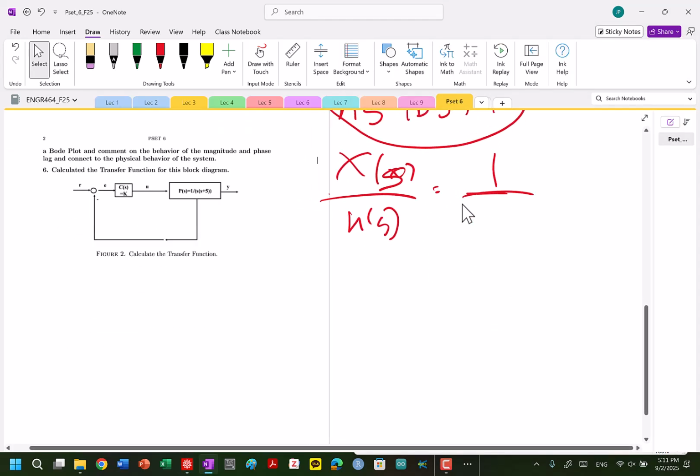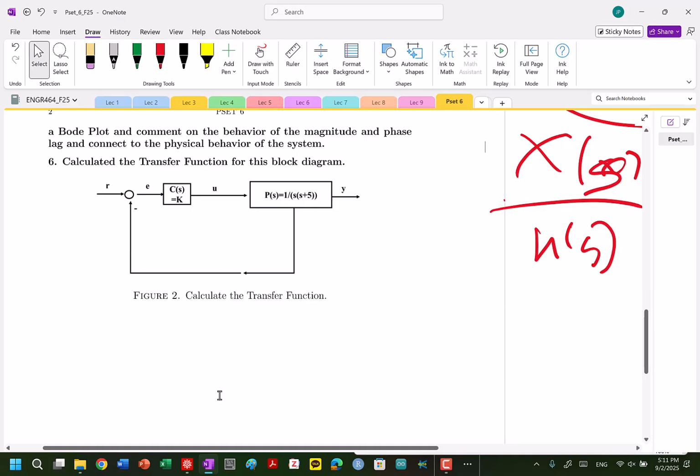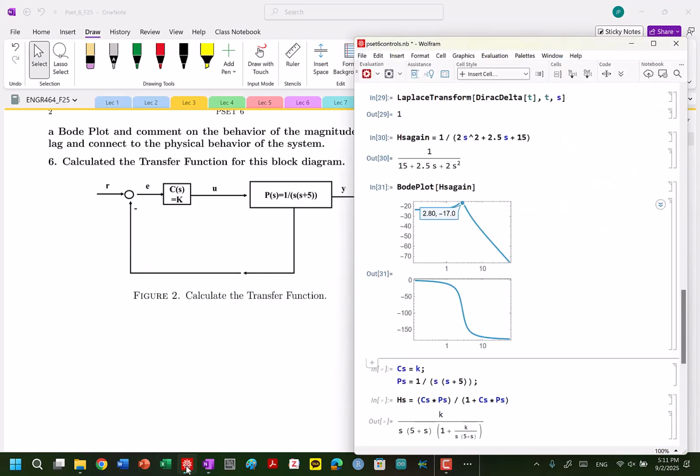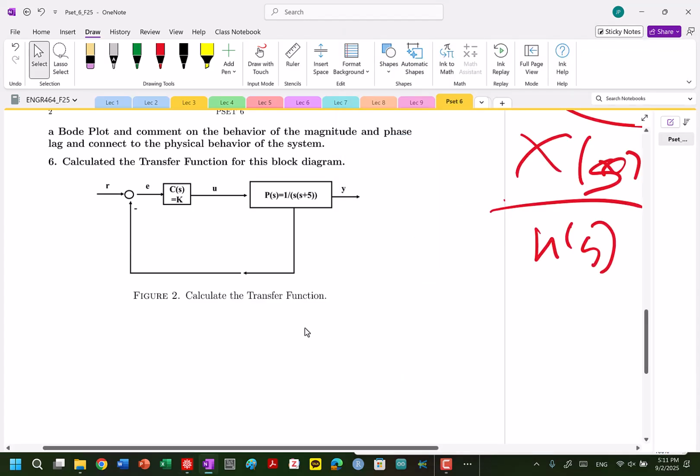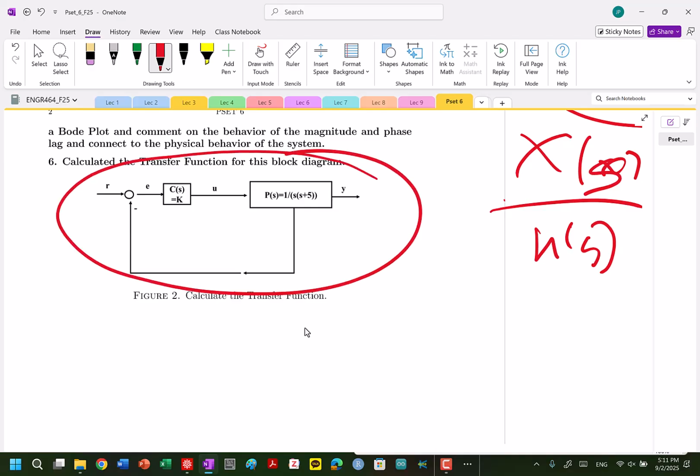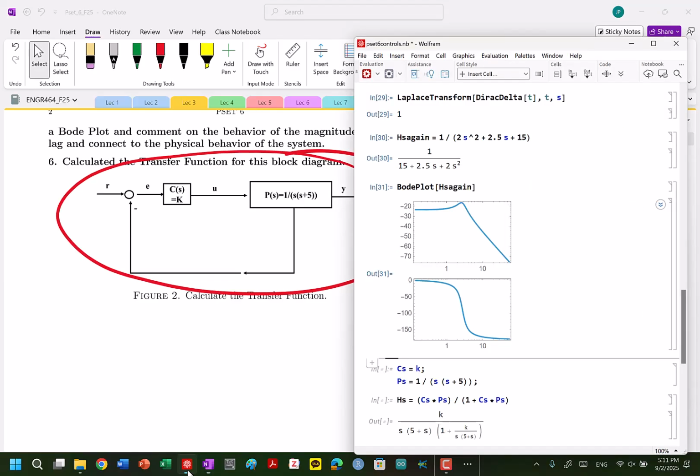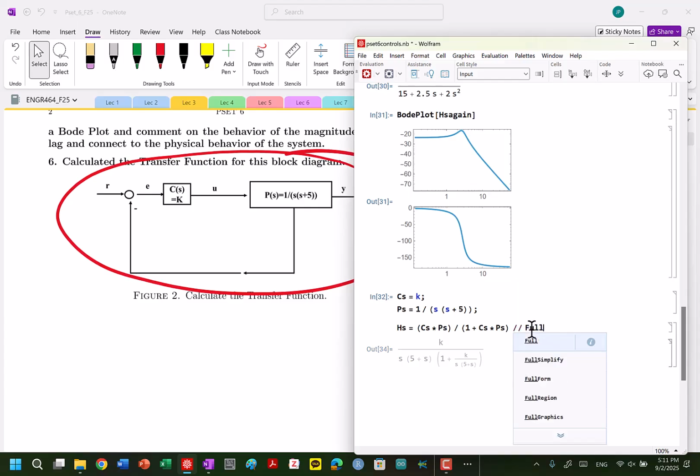Fantastic. And then finally, calculate the transfer function for this block diagram. It has unity feedback, so we essentially know what that system is going to look like, and we derived that in class. We derived that a lot in our class, so you can look at those relationships. All we're doing is plugging and chugging, setting our controller to this and our plant function to this. If we look at the output y over the input of our function, we'll have this as a result. Let's see if we can fully simplify. And that's our transfer function.